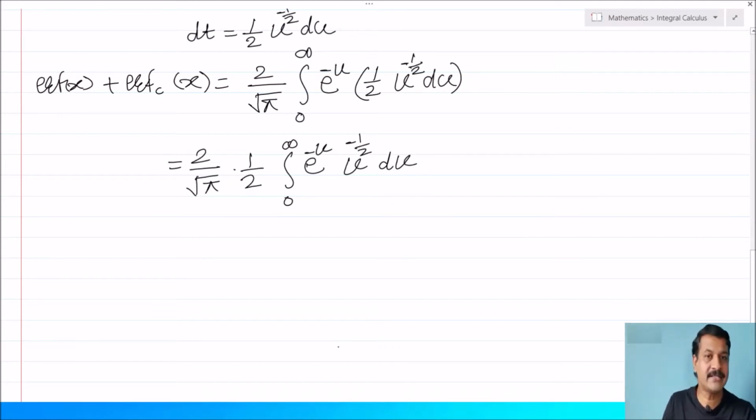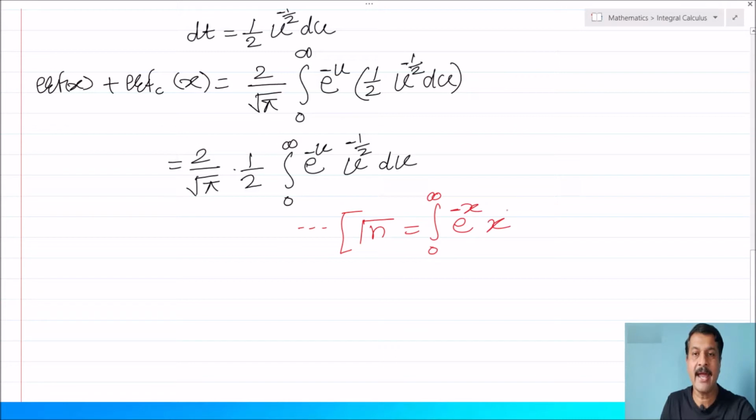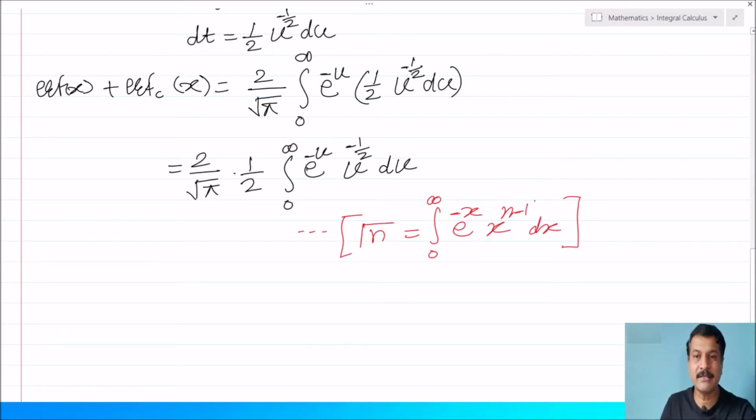Now evaluate this integration, but how? By gamma function. So do you know gamma function? By definition of gamma function, gamma n equal to integration 0 to infinity e raised to minus x, x raised to n minus 1 dx. So you can see here whatever the power of x, the power plus 1 gives n. So now by using this gamma function you simplify.